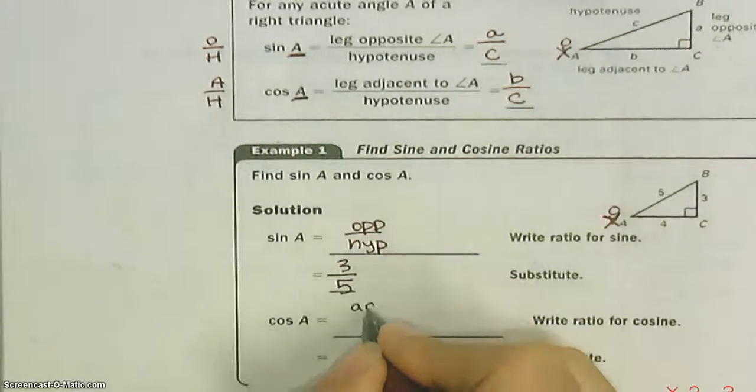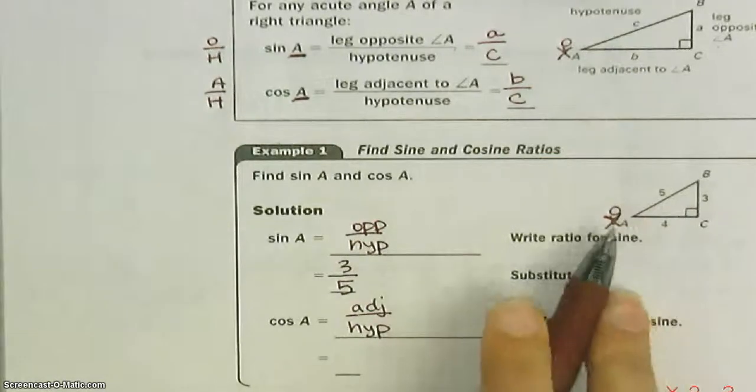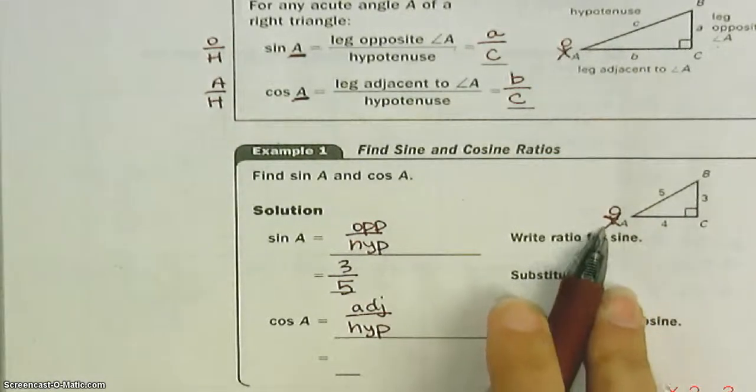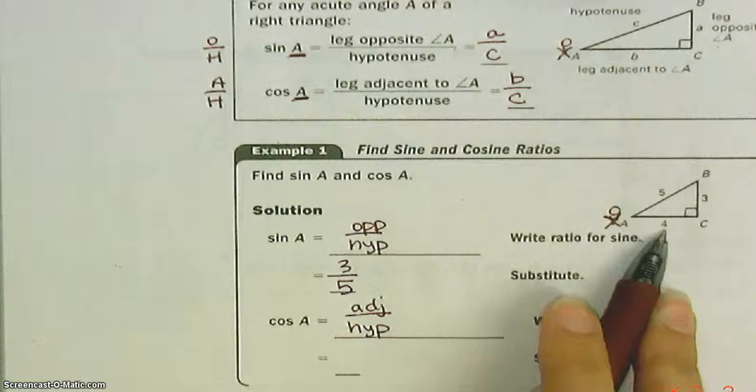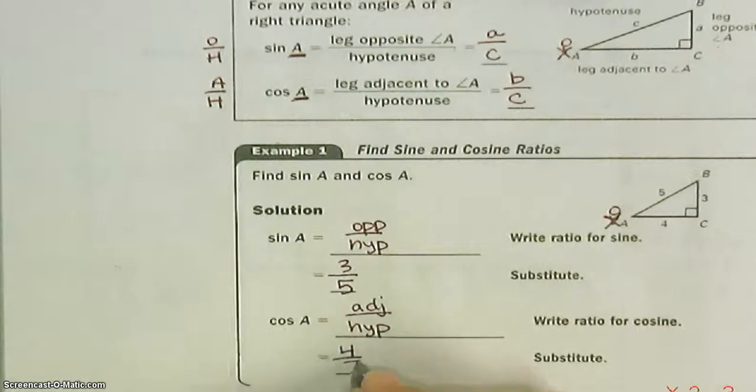Cosine is adjacent over hypotenuse. So what's next to us? What side is next to us? 4, or which leg is next to us, and the hypotenuse is 5. So the cosine is 4 over 5.